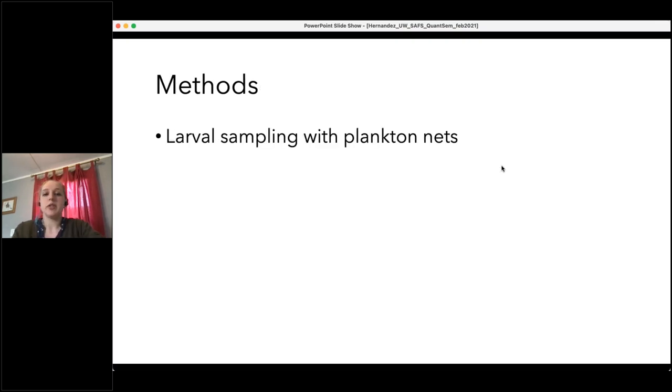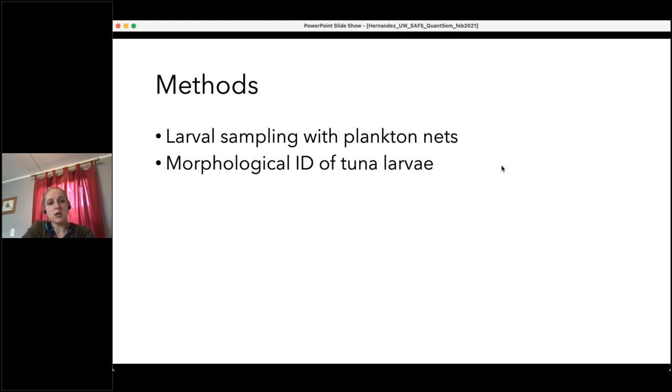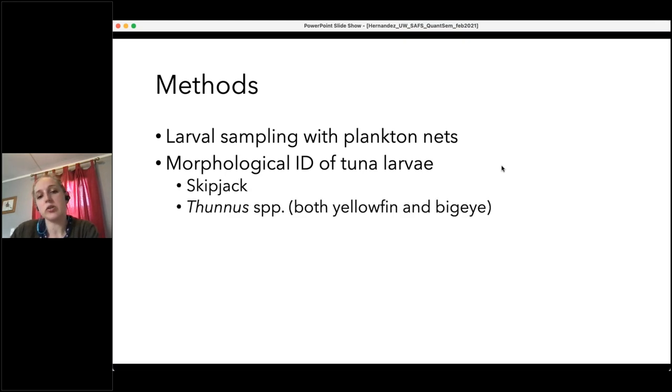So we did larval sampling with plankton nets. I performed morphological IDs of all the tuna larvae that we collected. We found skipjack and then Thunnus species, which includes both yellowfin and bigeye. We did do genetic barcoding to confirm that both of those species are present in our samples, but I can't really separate them morphologically.